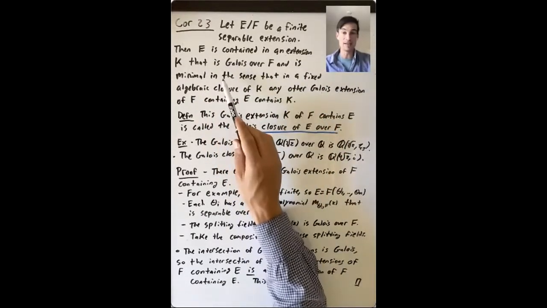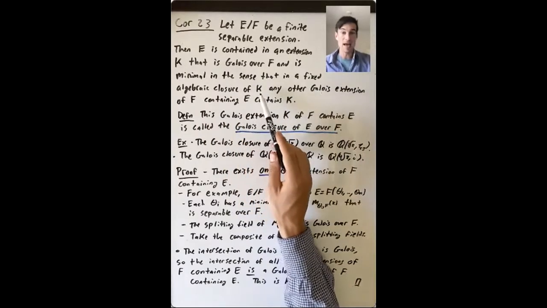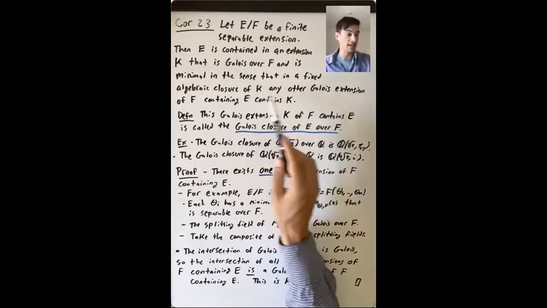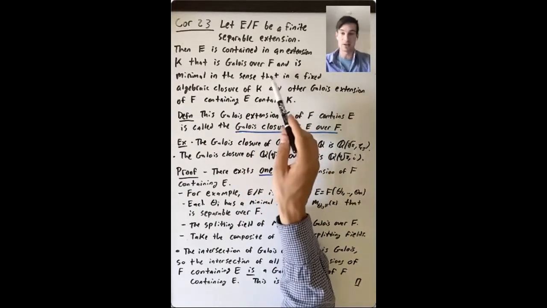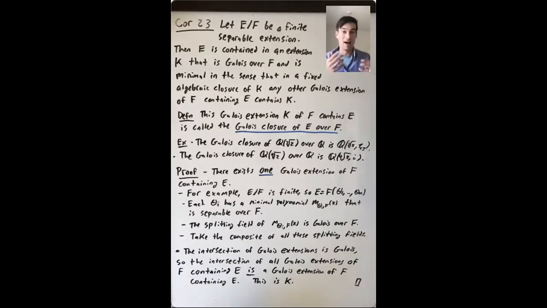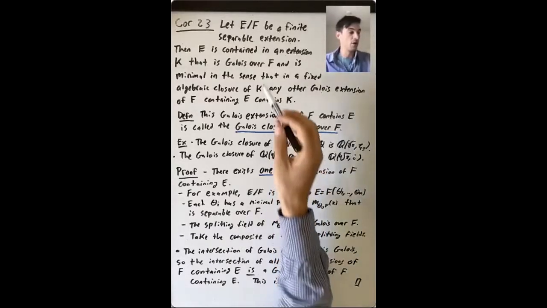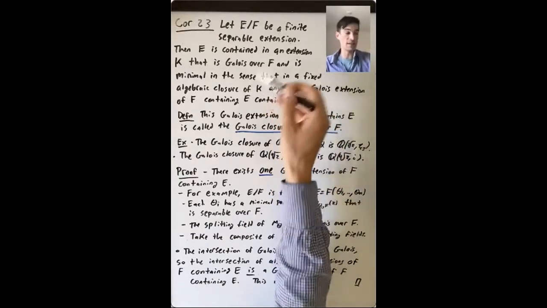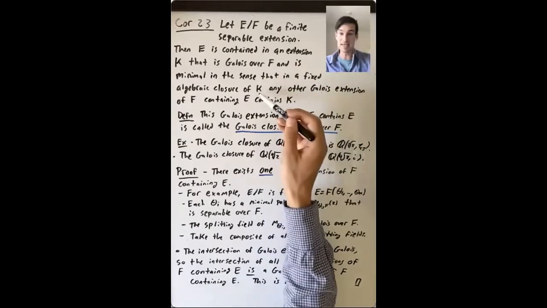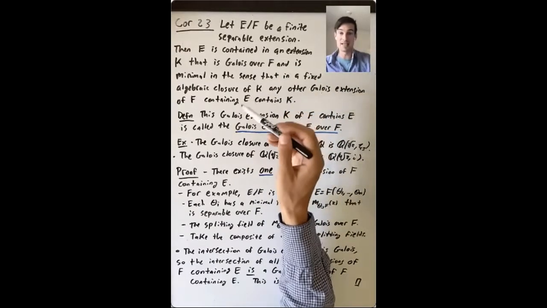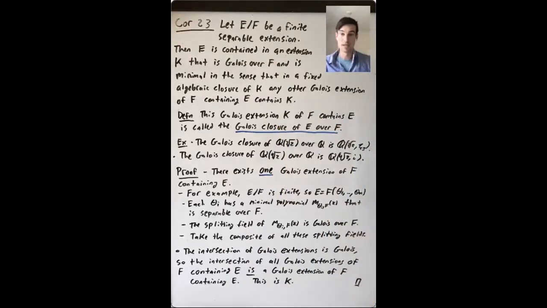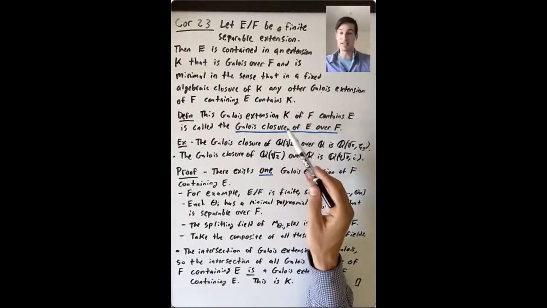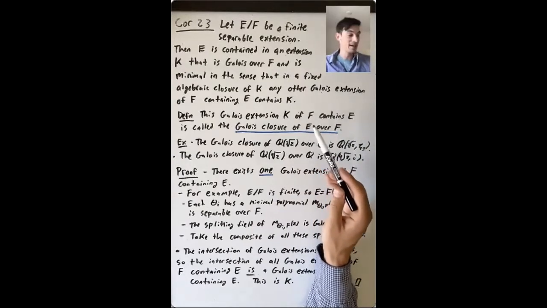and is minimal in the sense that in a fixed algebraic closure of K, any other Galois extension of F containing E contains K. So the way to think about it, this is inside a fixed algebraic closure, like you might have different algebraic closures where you have different splitting fields, but they're all isomorphic to each other. So in a fixed algebraic closure, you have all these Galois extensions of F containing E, and one of them is minimal in the sense that any of the other Galois extensions of F containing E have to contain this minimal one.